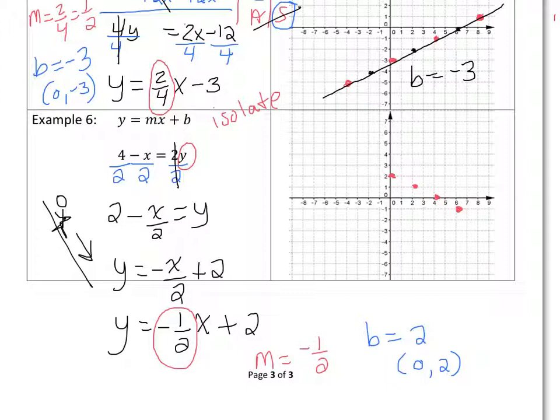And we can go in reverse. Go over 2 and up 1. Over 2 and up 1. And you'll see a nice linear function form here. So here we're going downhill. We have a slope of negative 1/2 and a y-intercept of positive 2.